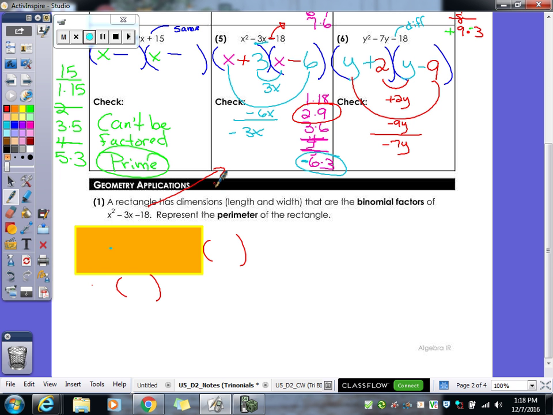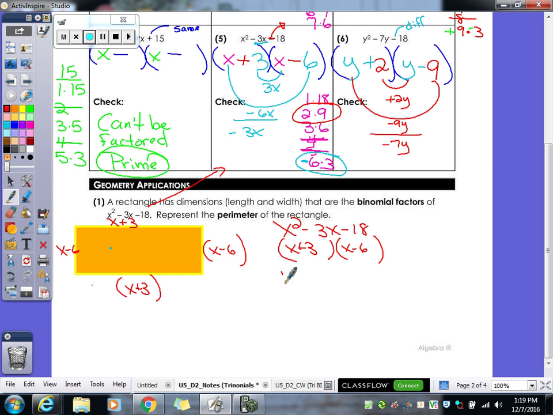So I know what the factors are. I'll just rewrite the problem here. X squared minus 3x minus 18. When I factor it, I got x plus 3 and x minus 6. It doesn't matter which one you put on the length or which one you put on the width, but one of them is going to be the length. I'll make it x plus 3. One of them is going to be the width, x minus 6. So I'm going to put x plus 3 here, x plus 3 here, x minus 6 here. Now they want the perimeter of this rectangle. What does perimeter mean to do? Outside distance means add up all the sides.